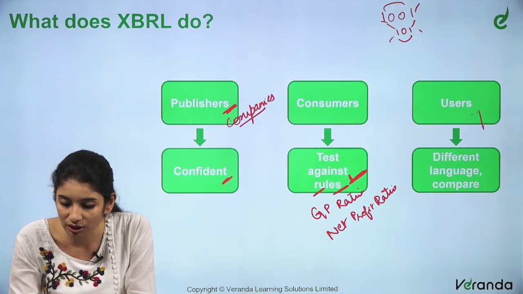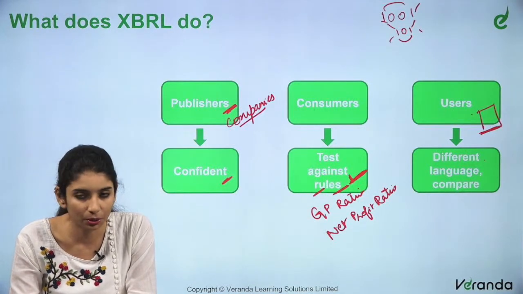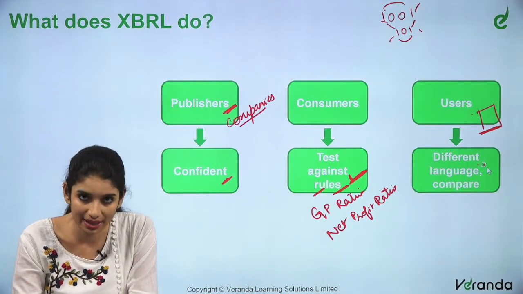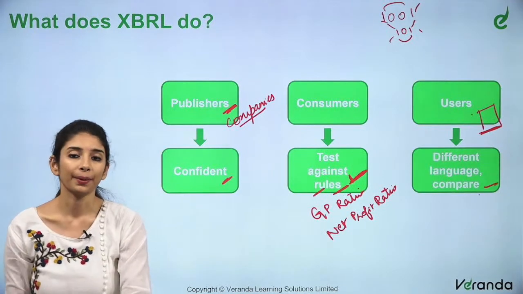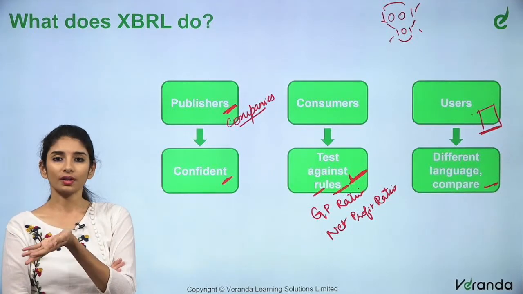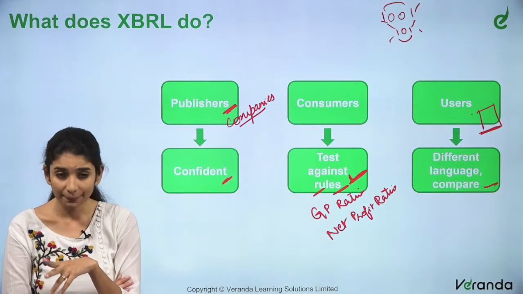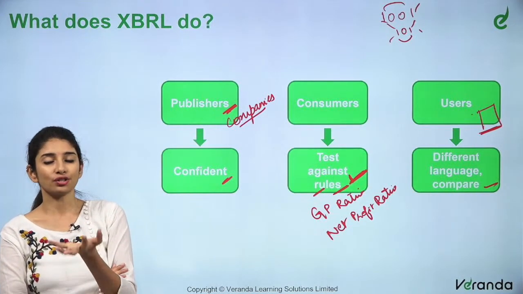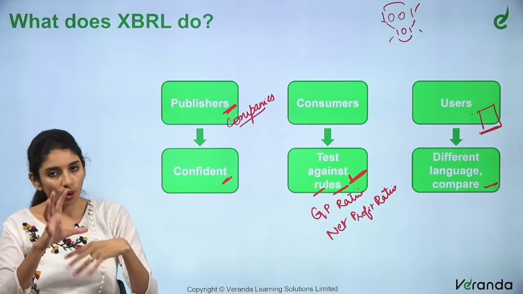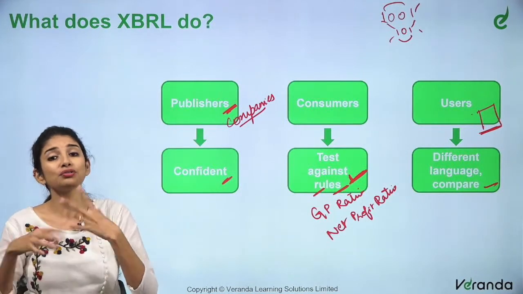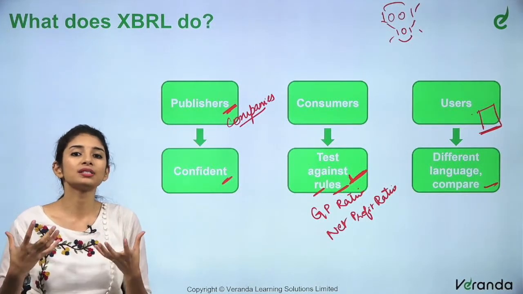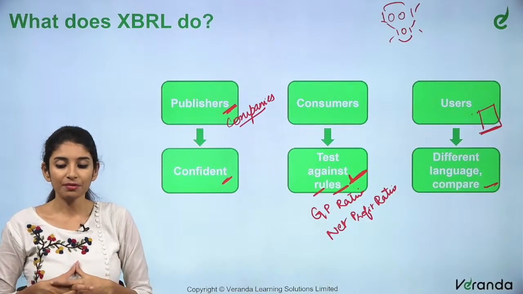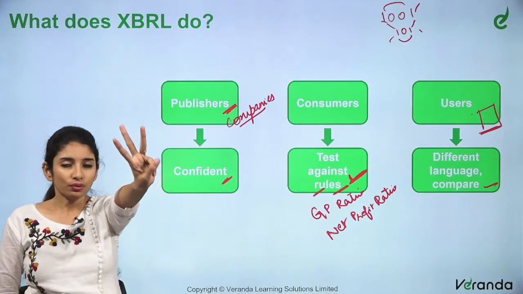Users means the people who actually read the XBRL reports. They could be investors or creditors, anyone. Now they can change it into different languages, and that will help them compare it. For example, a Chinese man wants to invest in your company. They are not going to be very comfortable reading your English report. They would prefer a Chinese report. They can use XBRL to convert your English XBRL document into a Chinese XBRL document, because XBRL has multilingual support. Okay, so what does XBRL do for three parties?